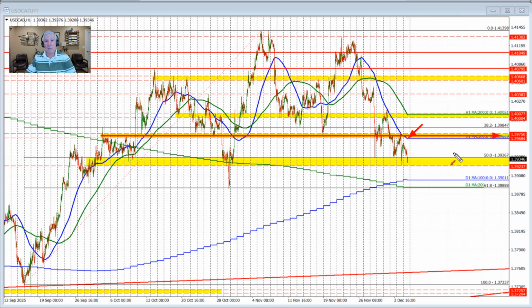If the price were to move above that area, that would be more bullish, and we could see a rotation back toward the 200-hour moving average to see what happens there. Conversely, on the downside, if we move lower, we have some key daily moving averages down here, starting with the 100-day moving average of 1.3901, followed by the 200-day moving average and the 61.8% retracement at 1.38888. Both of those levels would need to be broken to increase the bearish bias. If it gets below those levels, look for more selling pressure.